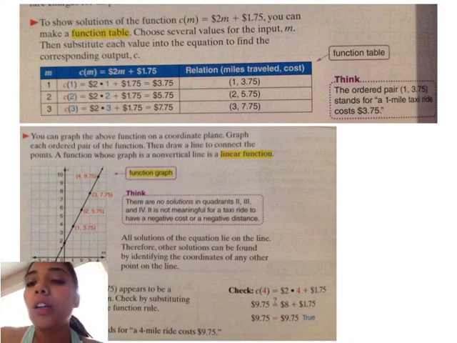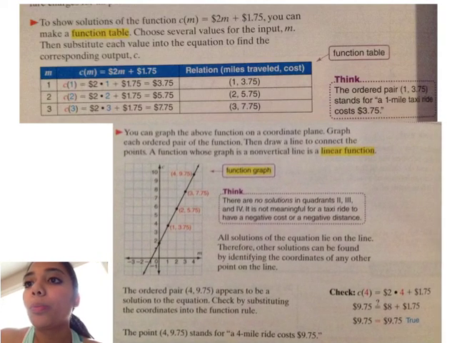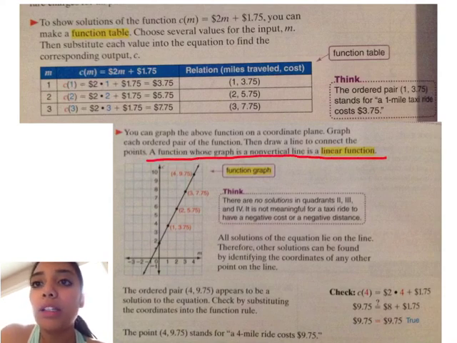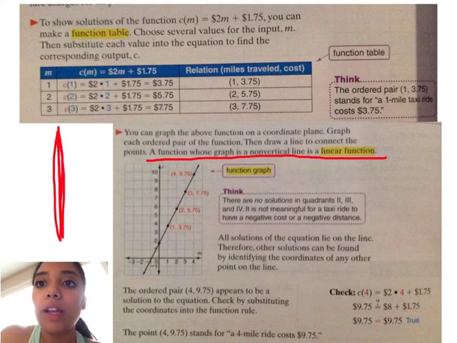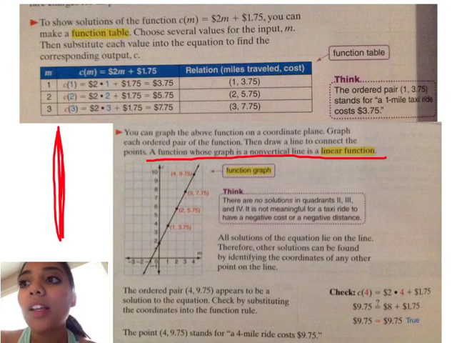So you can graph the above function on a coordinate plane. Graph each ordered pair of the function, then draw a line to connect the points. A function whose graph, this is really important, a function whose graph is a non-vertical line is a linear function. A vertical line is straight up and down. So non-vertical means any diagonal or anything that's not vertical. So this is an example of a function graph.